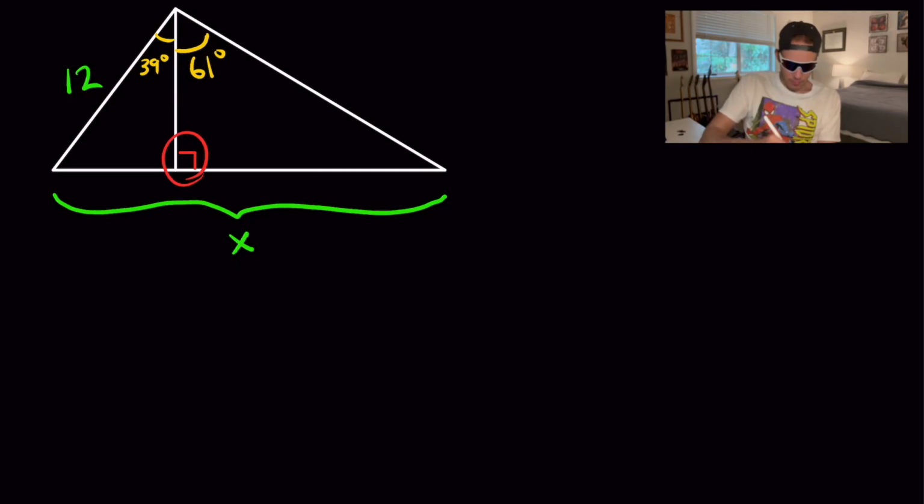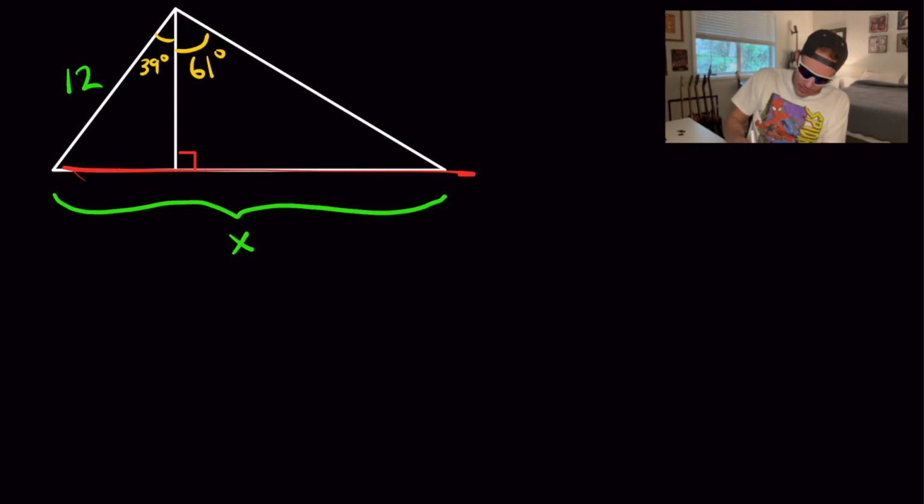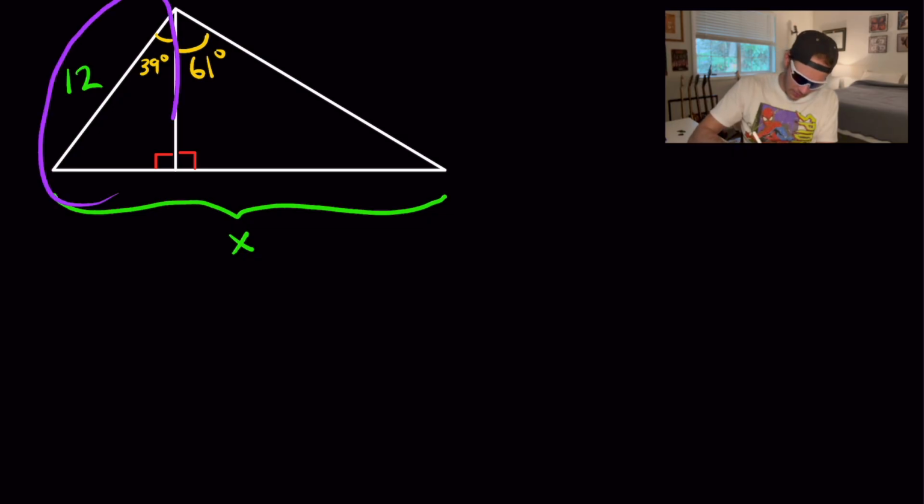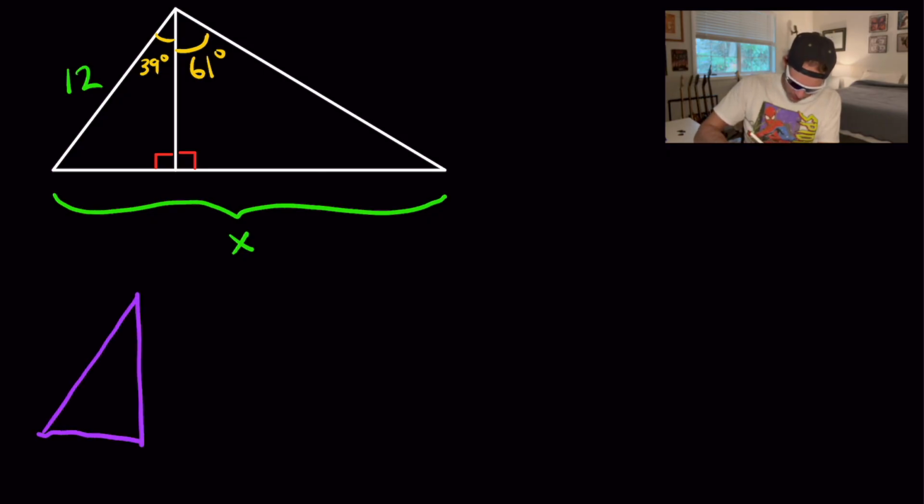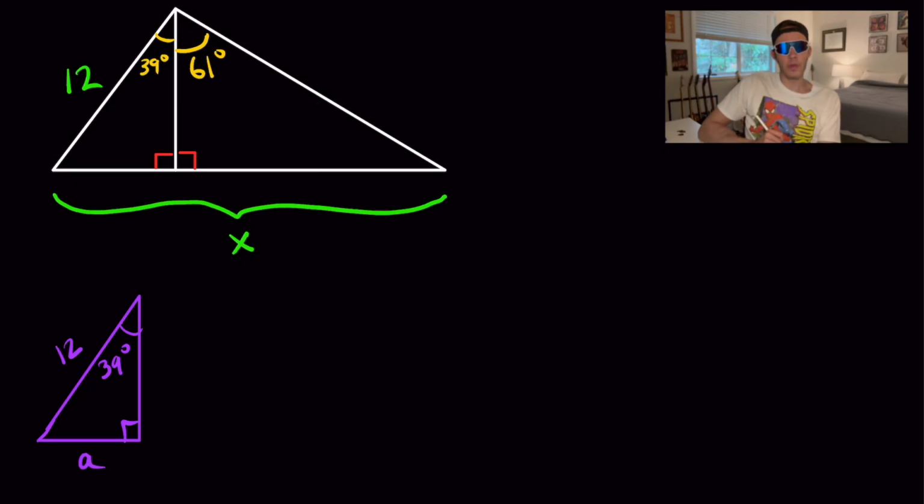Since this is a right angle, and then this side is a straight line, we can say that that is also a right angle. Okay, so now for a moment, let's just talk about that left triangle. And maybe I'll redraw it. I'm going to draw it over here. So this is 12. That's 39 degrees, and then that's the right angle. And I think we should figure out what that leg is. I'm going to call it A.